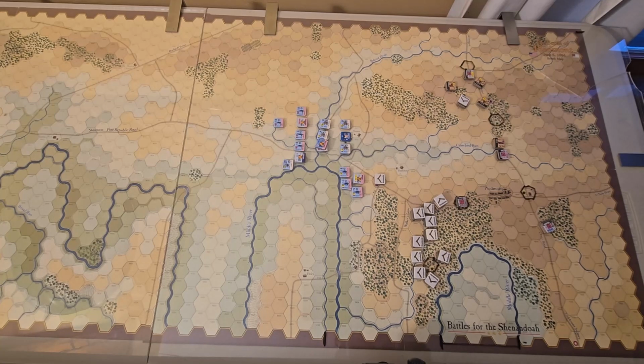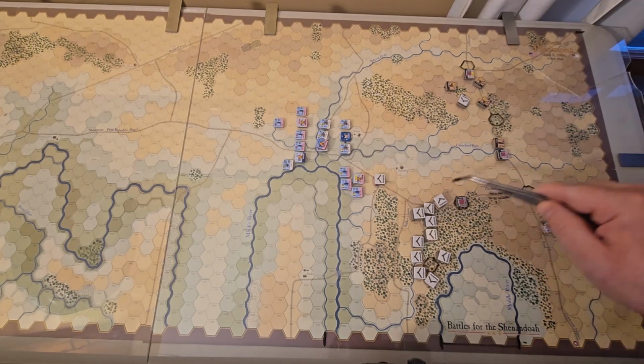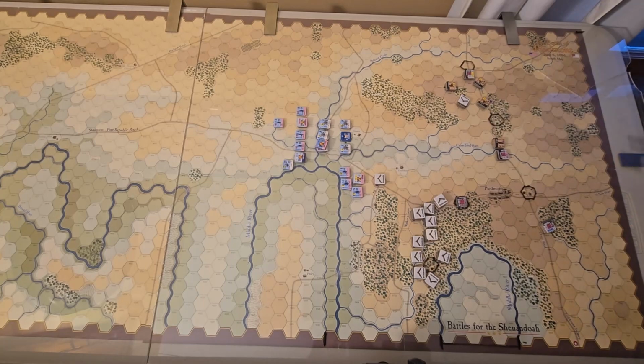In terms of strategies for them, Jones is in a defensive position. They're going to hold out as long as they can to hold these victory hexes because they get lots of points for those. I think they're 5 points apiece. So just by holding all of those, they could win the game. So it's purely going to be defensive.